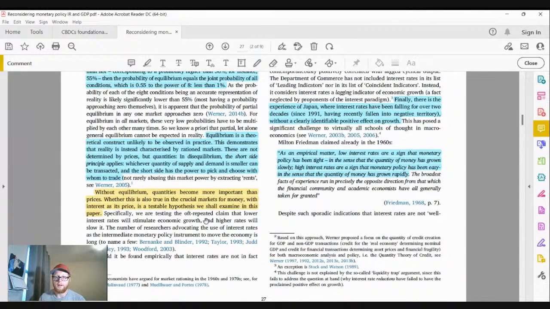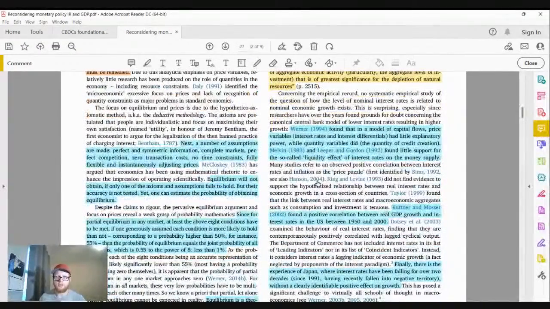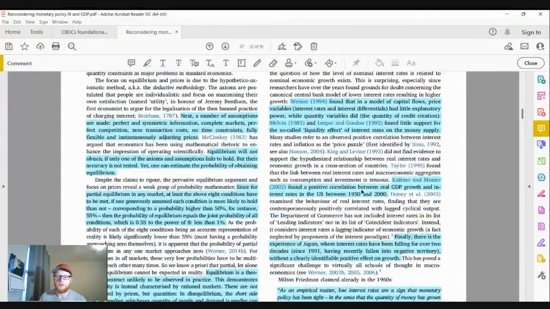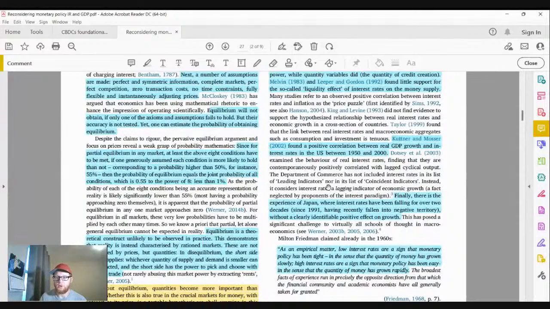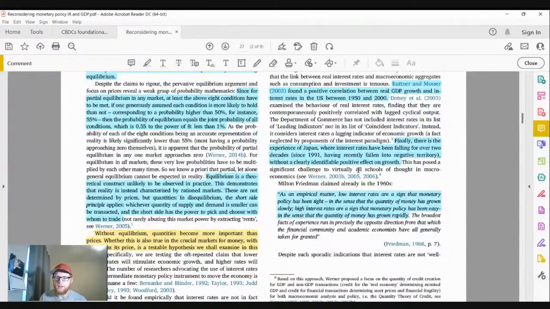Is his point. Okay, and a few other things he puts in here. Another one of his papers in '94 found that in a model of capital flows, price variables, interest rates, and interest differentials had little explanatory power, while quantity variables, the quantity of credit creation, did. From two other papers he cites, found little support for the so-called liquidity effect. Also, other papers found a positive correlation between real GDP growth and interest rates in the U.S. between 1950 and 2000, so he's not the only one, and talks about Japan and other countries.